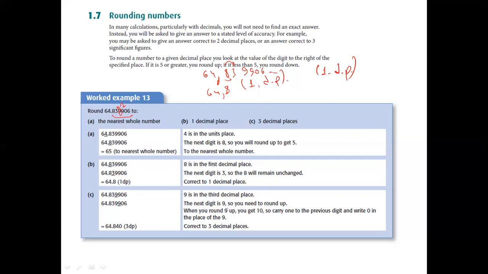And when you read the explanation, maybe you'll understand. 9 is the third decimal place. The next digit is 9. So you need to round up. When you round 9 up, you get 10. So carry on to the previous digit. Here also we have 9, and write 0 in the place of that 9. So correct to 3 decimal places is 64.840 or 64.84 just.